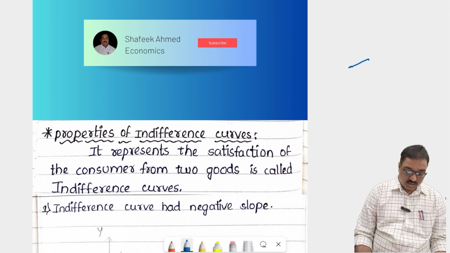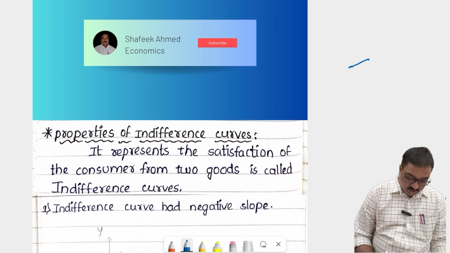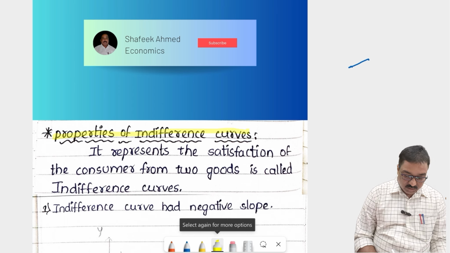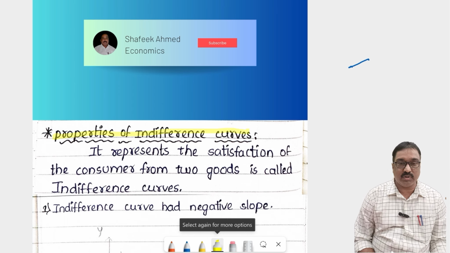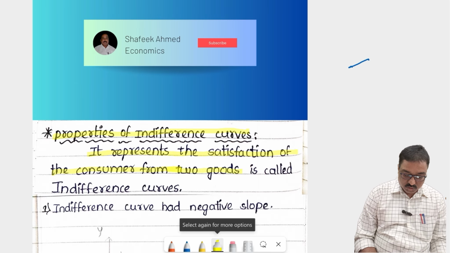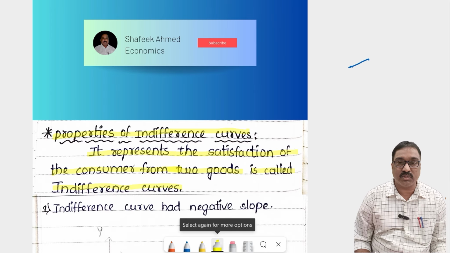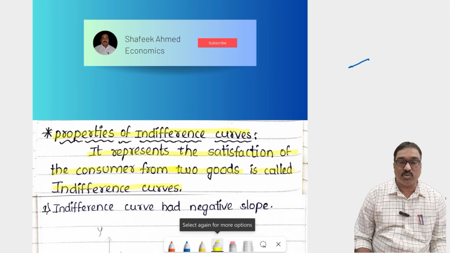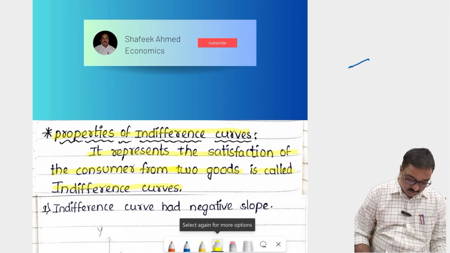Okay, right. So what are the properties of indifference curves? First of all, everyone should know what the indifference curve is. It represents the satisfaction of the consumer from two goods. That is called the indifference curve.